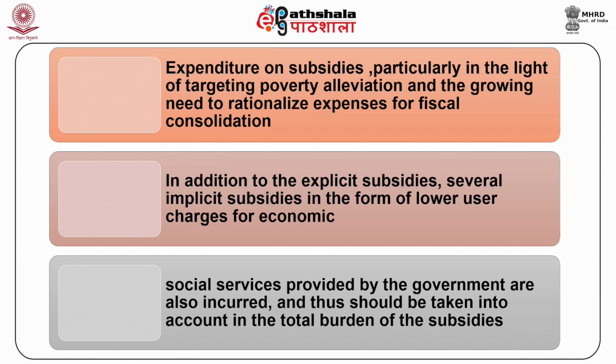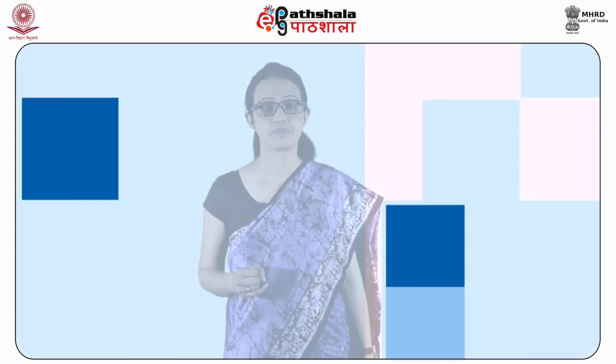In addition to the explicit subsidies, several implicit subsidies in the form of lower user charges for economic and social services provided by the government are also incurred and thus should be taken into account in the total burden of the subsidies. Subsidies on food, fertilizer and on export promotion have become an integral part of central government expenditure, and despite government's frequent promise to reduce them, they are continuing to rise year after year.